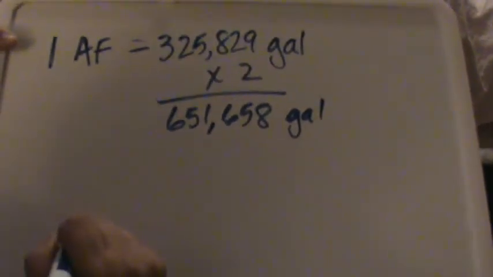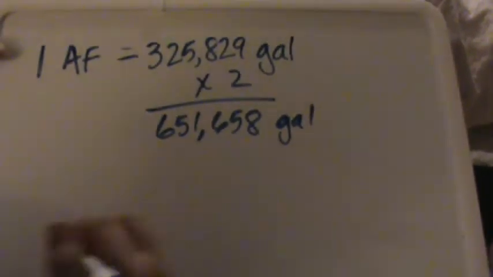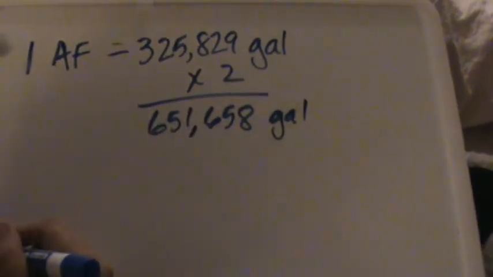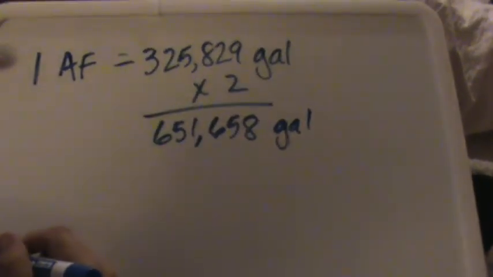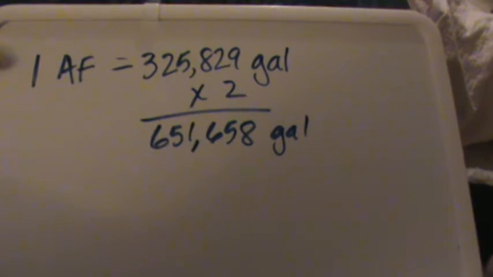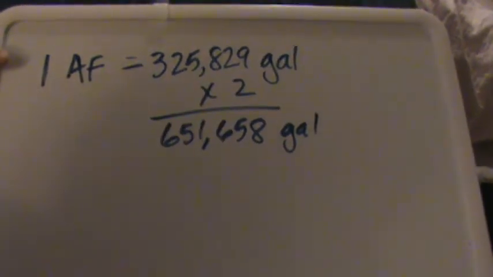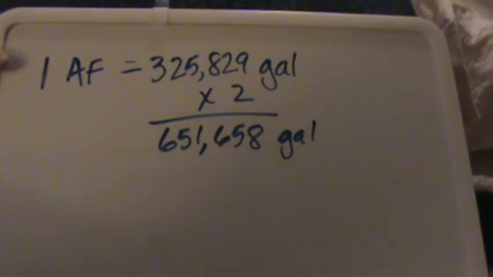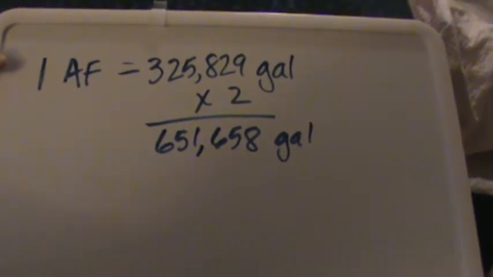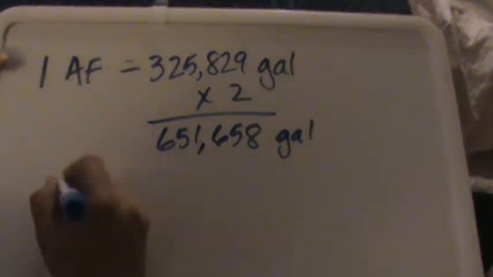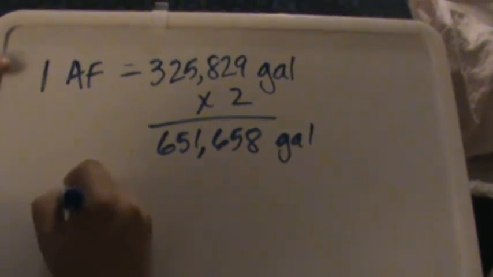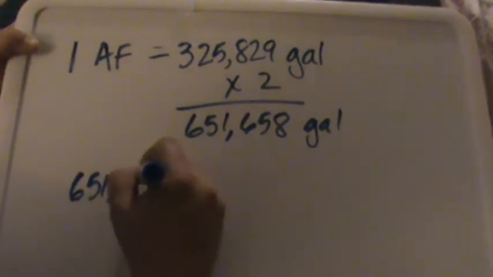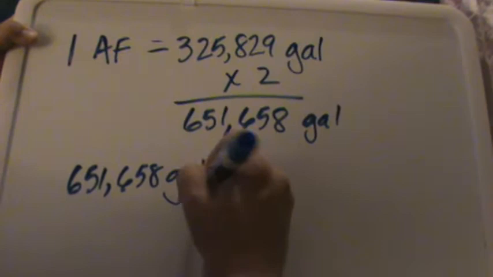Now the second part of the question asks me to convert that to cubic feet. In order to do that, I have to use another conversion. So we know that there are 7.48 gallons per cubic foot. So what I'm going to do then is take this 651,658 gallons.